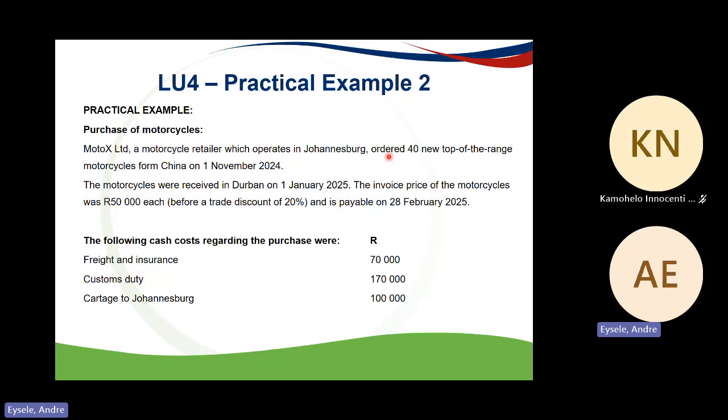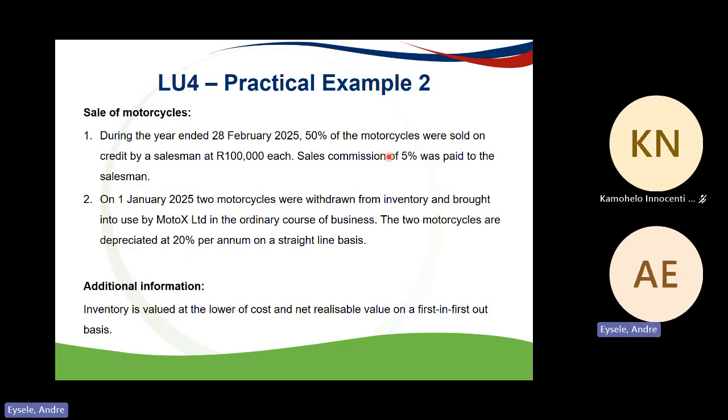Now, colleagues, I'm not going to go through this Moto X because our time is running out. This Moto X is a typical example where you also calculate the cost according to the first in, first out method, but where you need to calculate the cost per item, and 2 of these items are actually withdrawn from inventory and taken to your current assets. So it becomes PPE. Okay, so 2 items become PPE. So this is a straightforward question which you can follow.